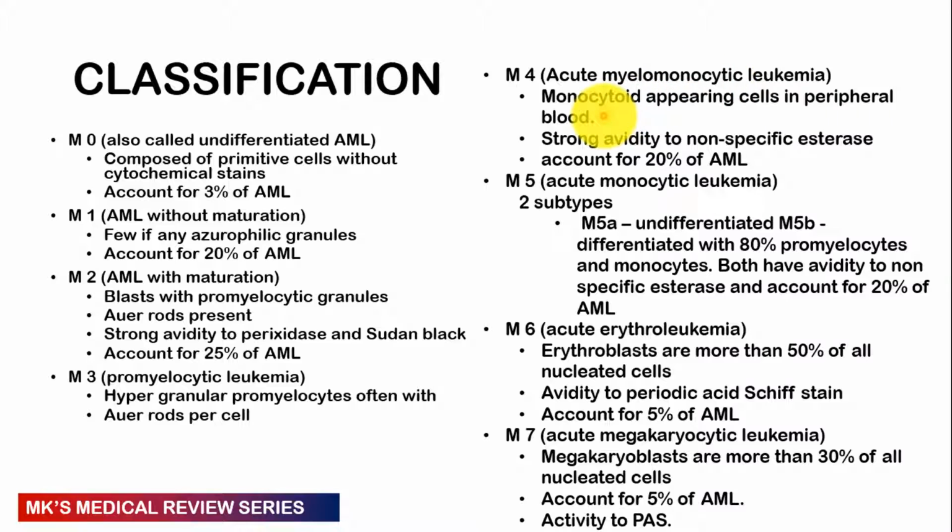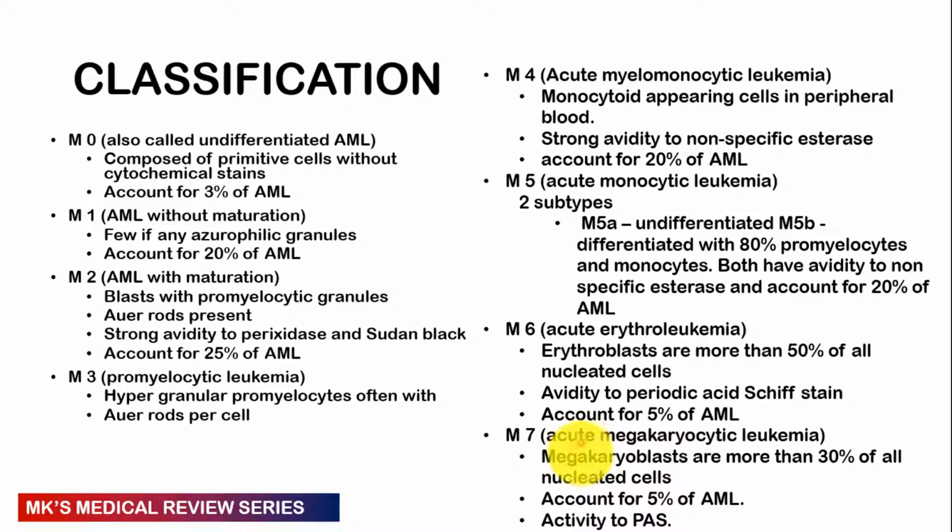If you notice, this is simply the different phases of white blood cell differentiation. These are the monocytoid-appearing cells in the peripheral blood. They have a strong avidity for non-specific esterases, and they account for 20% of the acute myeloid leukemias. Then M5 is the acute monocytic leukemia, which has 2 subtypes: M5A, which is undifferentiated, and M5B, which is differentiated, with 80% promonocytes and monocytes. Both have avidity for non-specific esterases and account for 20% of the acute myeloid leukemias. Then M6 is the acute erythroid leukemia, with erythroblasts making up about 50% of all nucleated cells. These bind to periodic acid-Schiff stain, and they account for 5% of acute myeloid leukemias.